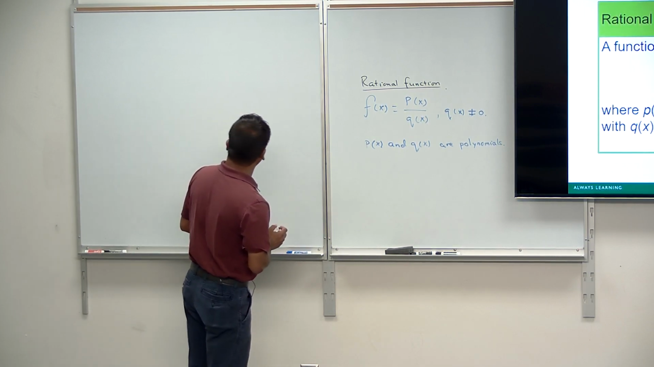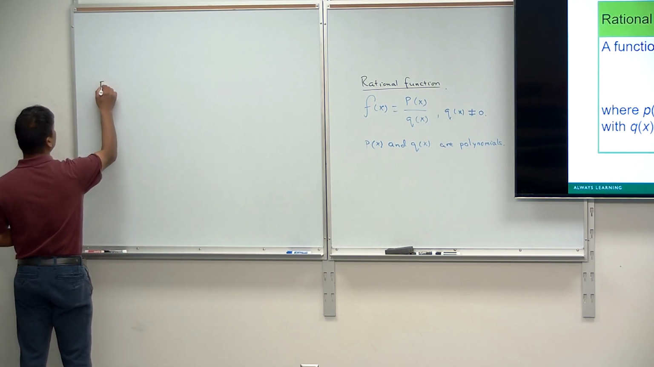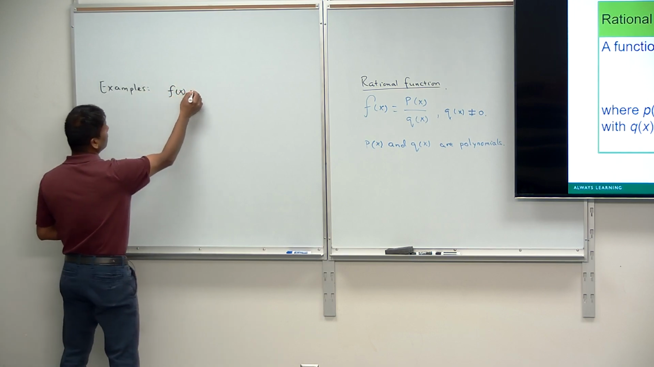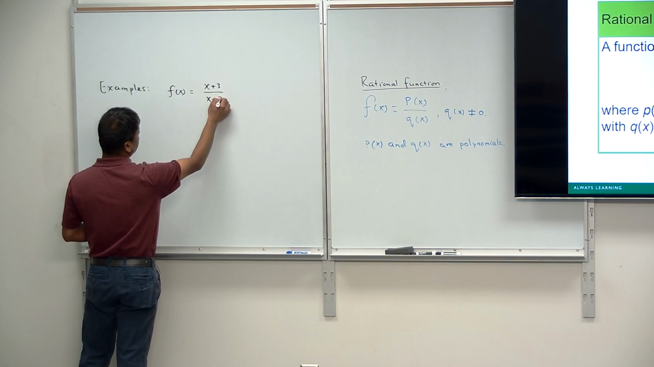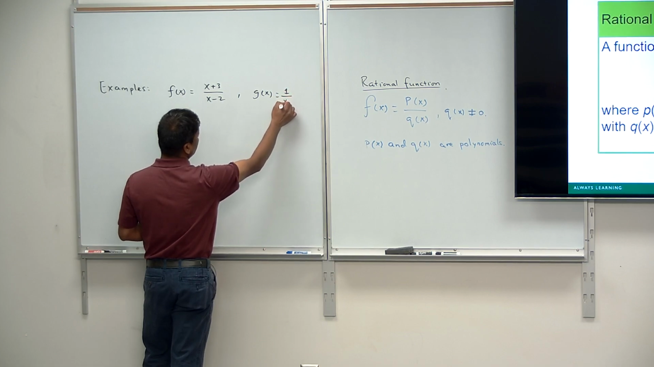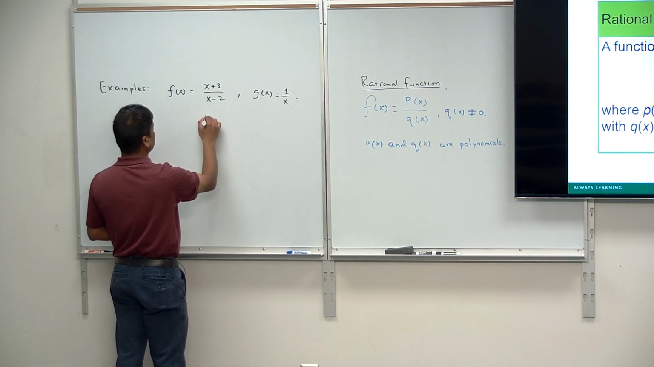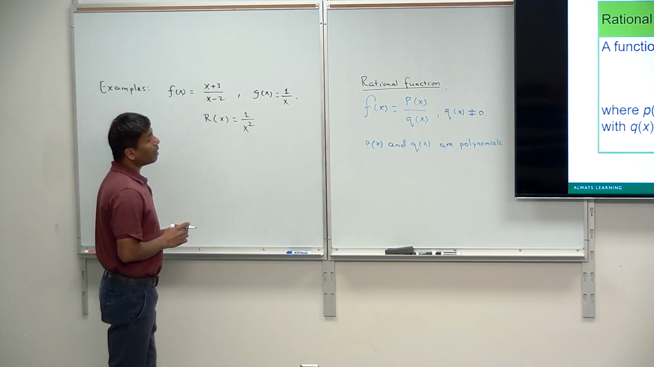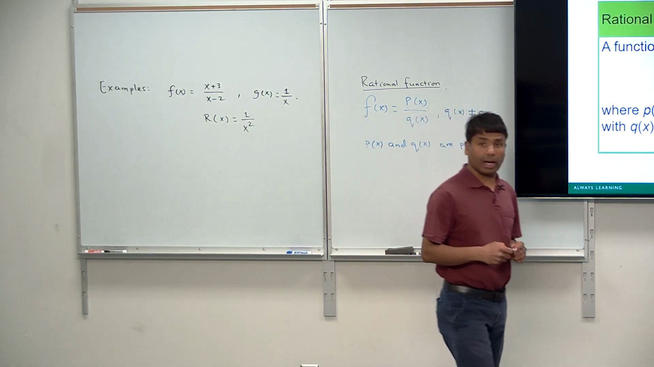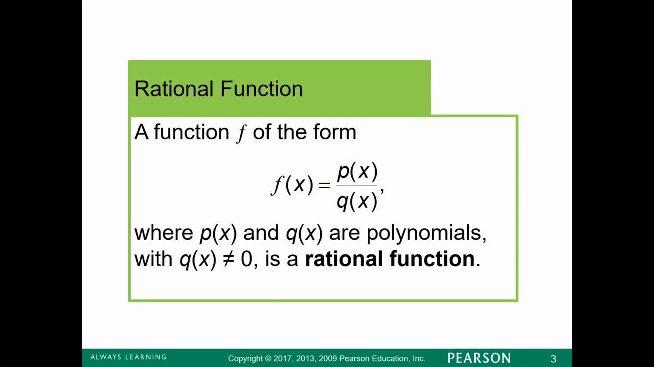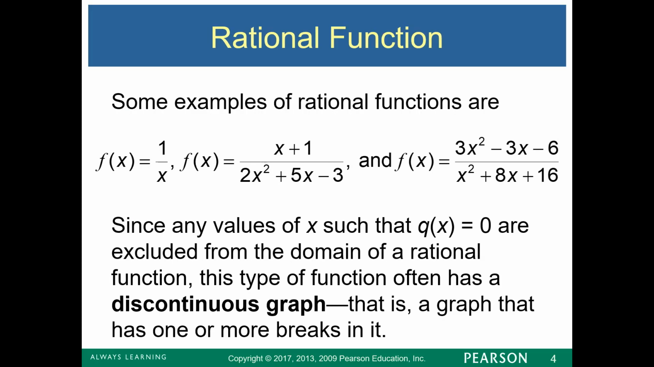So now, if you want to find examples, let's say f(x) equal to (x plus 3) over (x minus 2), or g(x) equals 1 over x, or r(x) equals 1 over x squared. They are examples of rational functions. These are the examples.